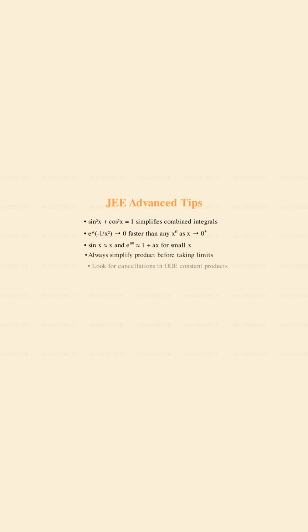The answer is 2. Tip: when you see a product of solutions of differential equations, always look for simplifications in the exponents. Sin squared plus cosine squared equals 1, so their integrals combine nicely. For limits involving e to the negative 1 over x squared, remember it goes to 0 faster than any power of x. Also, for small x, sin x is approximately x and e to the ax is approximately 1 plus ax. These standard limit approximations save valuable time in the exam.